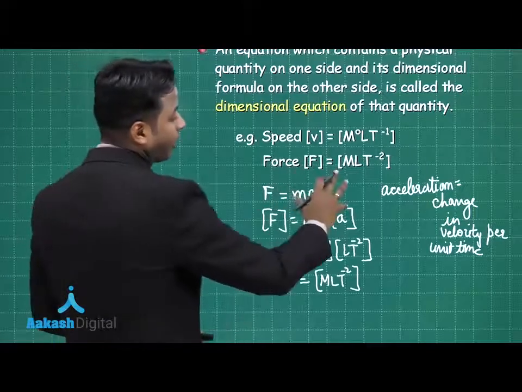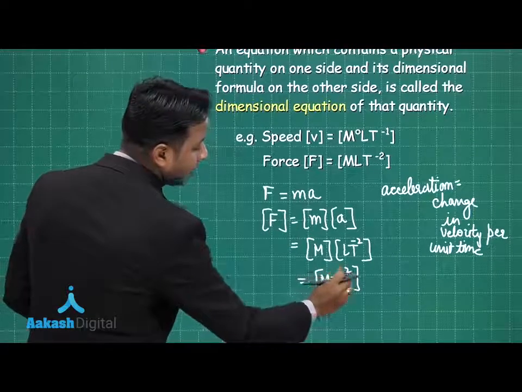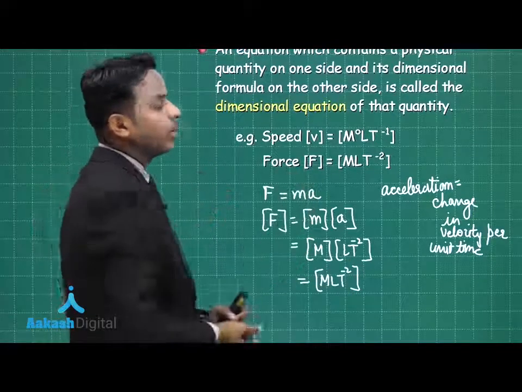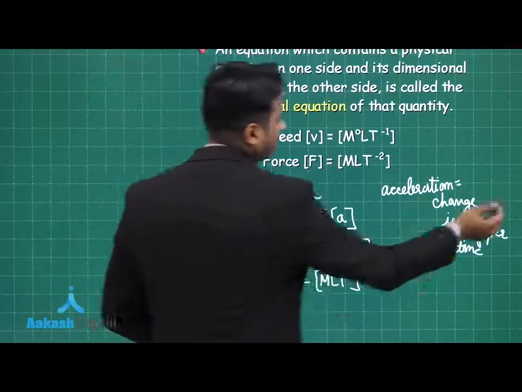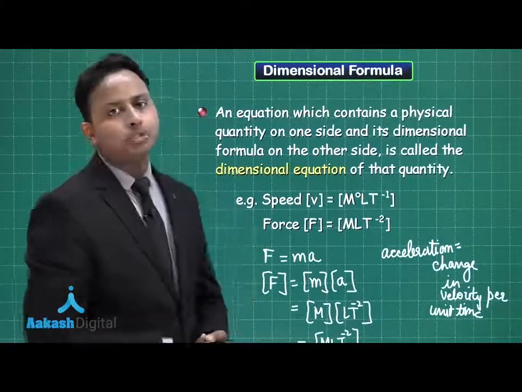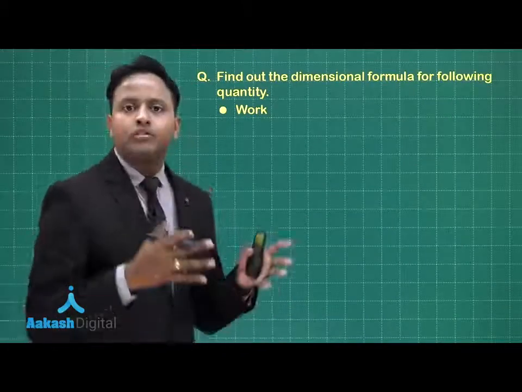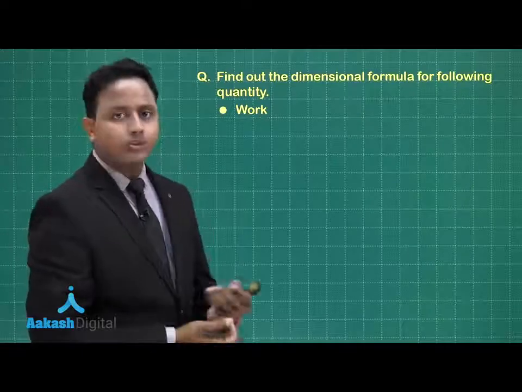So this formula, whenever I am writing dimensions of F is equal to dimension MLT minus 2, this is called a dimensional equation. And this is going to help you solve formula because there are multiple applications of dimensional analysis. So let's find out the dimensions of some basic physical quantities one by one.